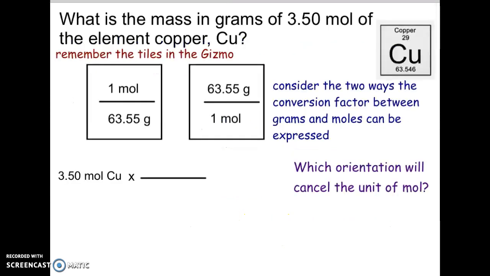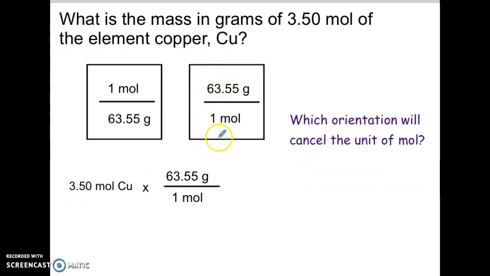So I want you to go back to that idea of when we were doing work with dimensional analysis with the gizmo. Remember, there were two ways you could write this equivalence. You could either write it as 1 mole over 63.55, or you could write 63.55 over 1 mole. Which orientation would you want to use in this analysis? Okay, well, hopefully you're recognizing that the orientation that you want to use is this. Okay, and that's because the moles will cancel.